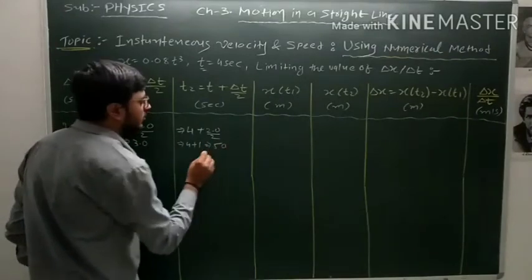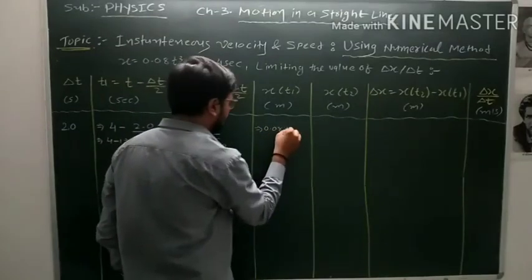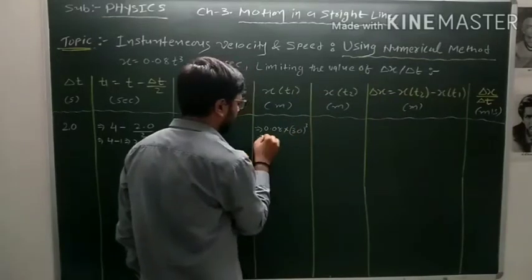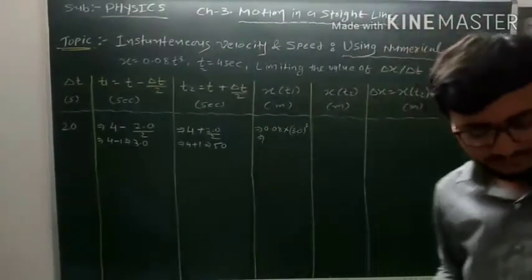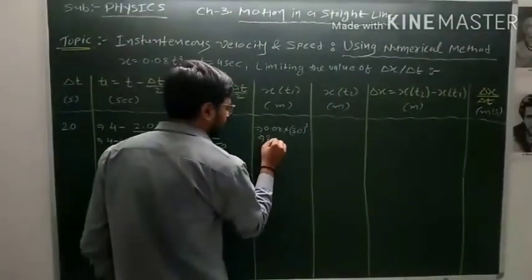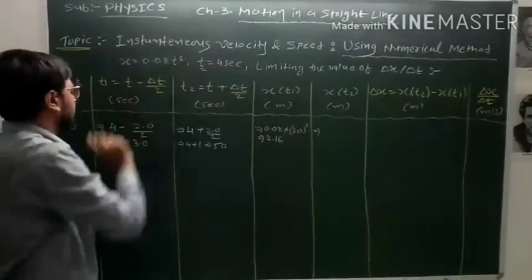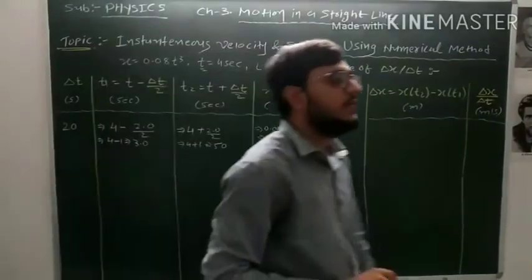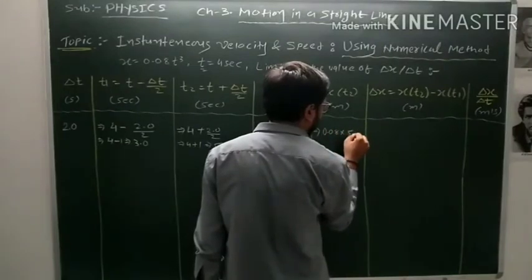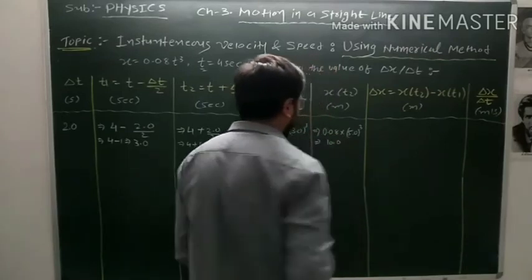And t2 is 5.0. So here we get 0.08 multiplied by 3.0 raised to cube, which is 2.16. Similarly, we can put t2 in this equation. So t2 is 5.0, and we get 0.08 multiplied by 5.0 raised to cube, which is 10.0.